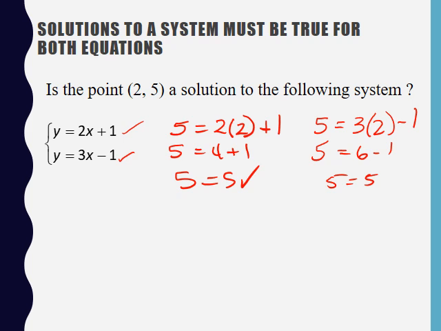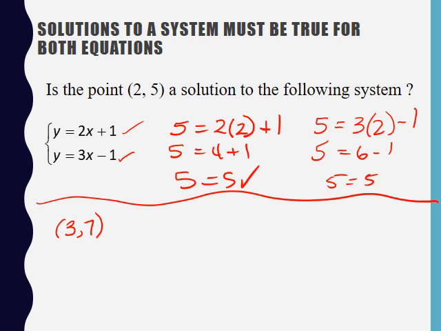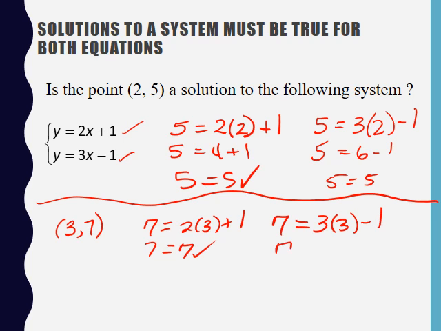Now, if I have the point, let's say 3, 7, let's check to see if that would be a solution, just to show you what it would look like for it not to be. So 7 would equal 2 times 3 plus 1. So 7 does equal 7. Checks for the first equation. But if I put it in the second equation, 7 equals 3 times 3 minus 1. I'm going to get 7 equals 9 minus 1. Well, 7 does not equal 8. So that's why that would not be a solution.